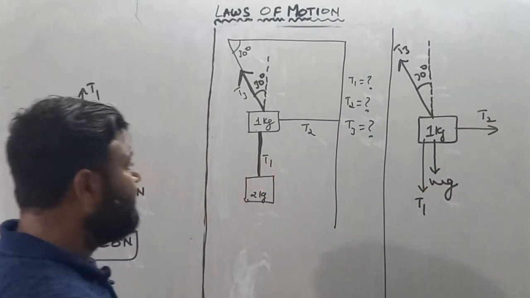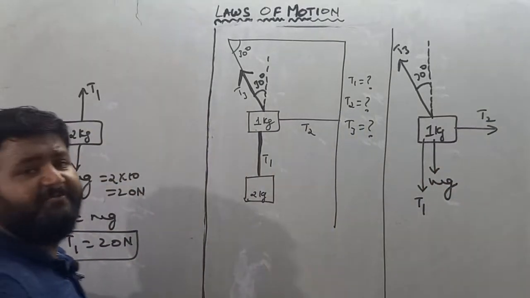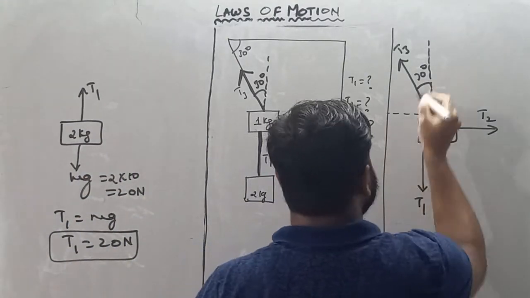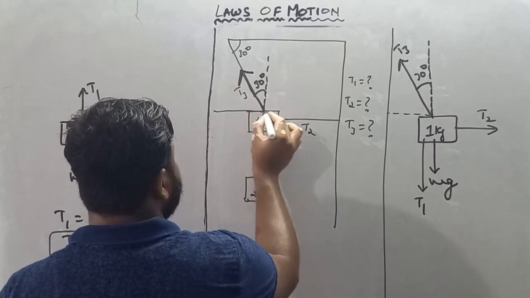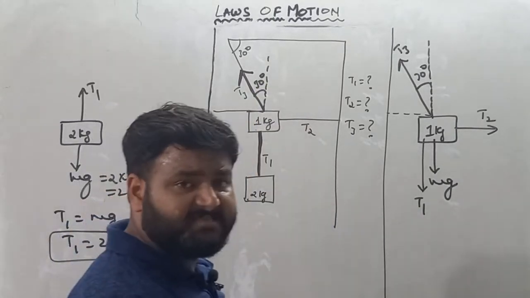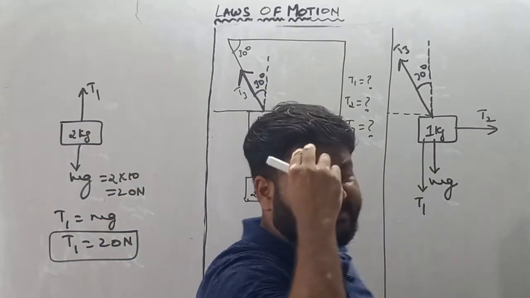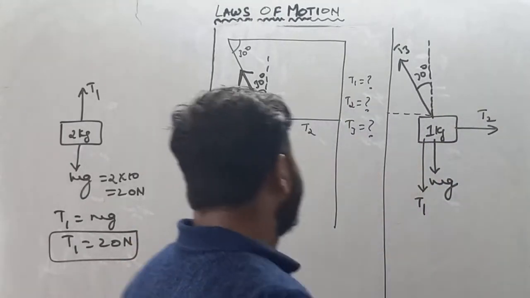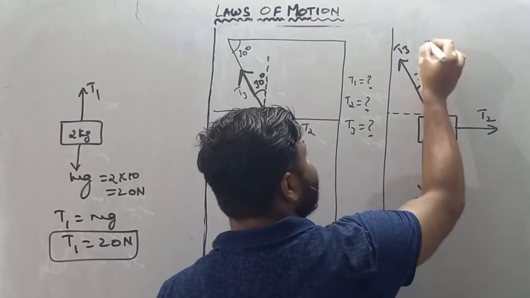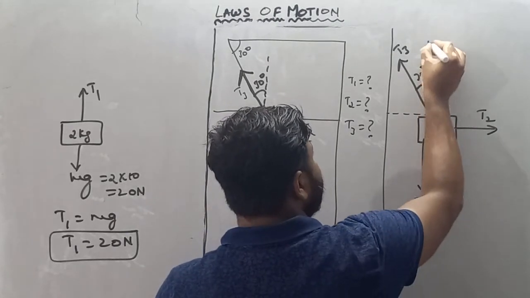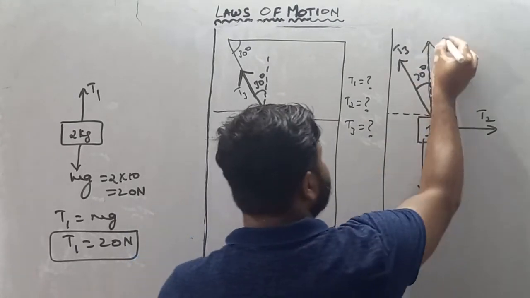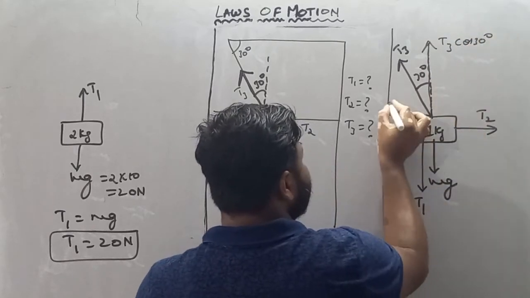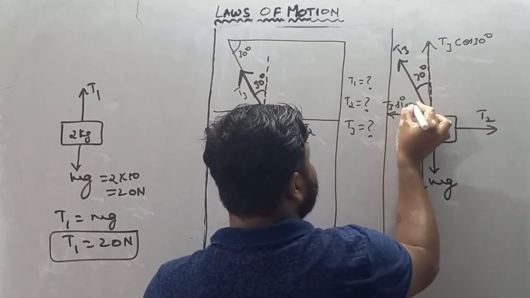Now we will apply the property of vectors: as the vector quantity is making an angle of 30 degree with the y-axis, break its components. For any vector we have two different components, one is cos, another is sine. With this line, this 30 degree is made, so the cos component must be along this direction. It is T3 cos 30, and in this direction it is T3 sine 30.